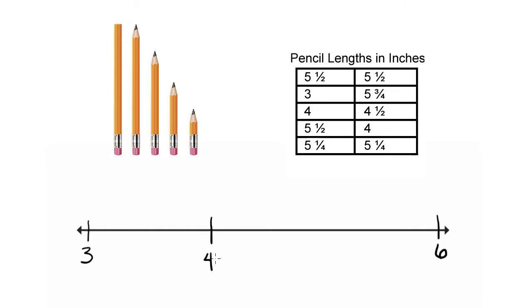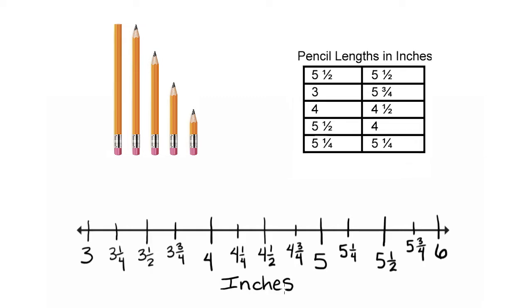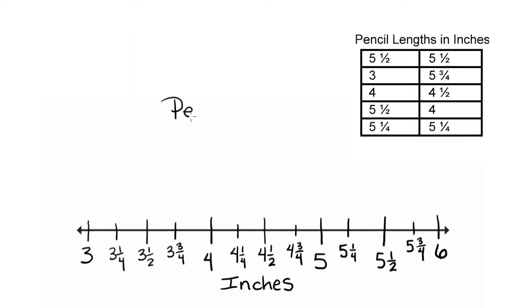Remind your student to equally partition the space between each of the whole numbers. Looking again at the data, we can see that it is in quarter inches. So relying upon past knowledge of fractions, we will need to further partition the number line into quarter inches between the whole numbers. Let's remember to label the scale on the number line as inches and title our number line.